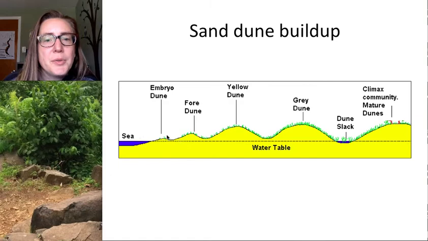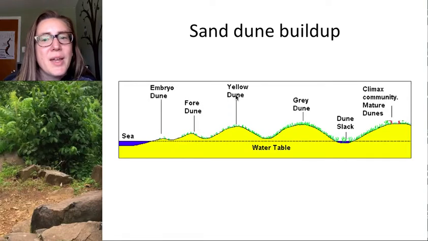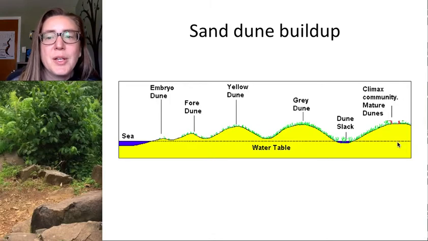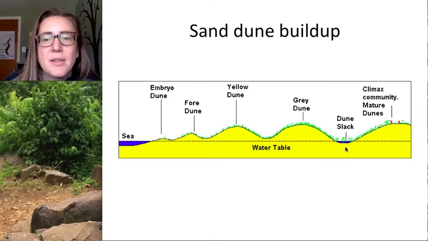So you have your dunes that build up. You have your embryo dune, which will transition to a foredune. That foredune is going to then go through a series of succession, where it eventually will become a climax mature dune community. You may also realize that there are areas on the backside of dunes where they can have some dune slack, and you can have some water that might accumulate because it's beneath that water table.